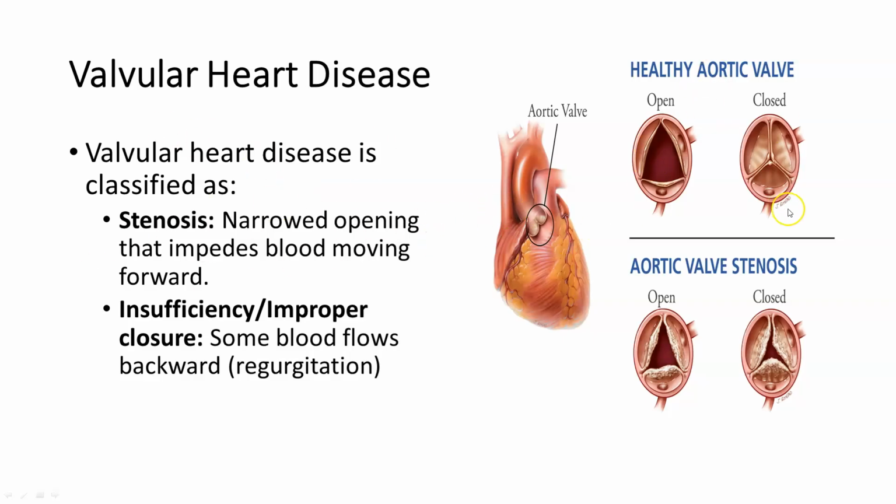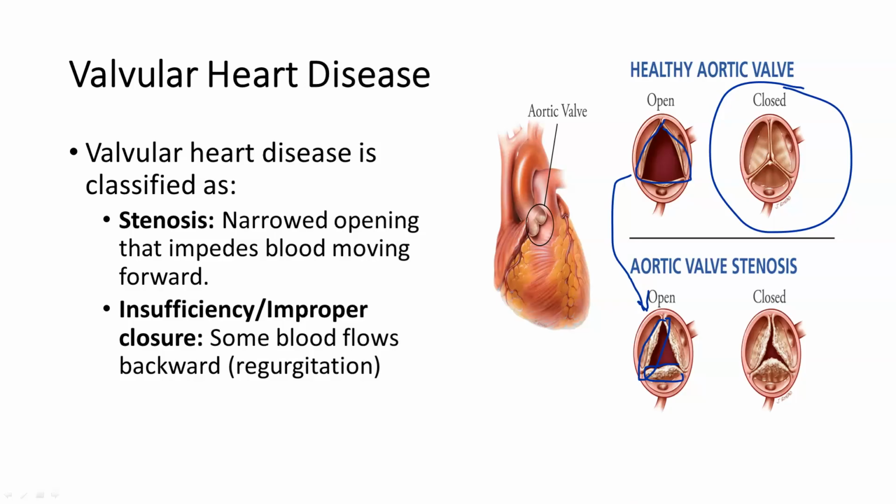So in this image, again, what we see is the normal open, close. This is the actual sound: S1, S2, the closing of the valve. And then here we see that I have some vegetation. If you notice all the little crinklies, it just looks like it has an overgrowth. It's probably an overgrowth of calcification that's causing that stenosis.